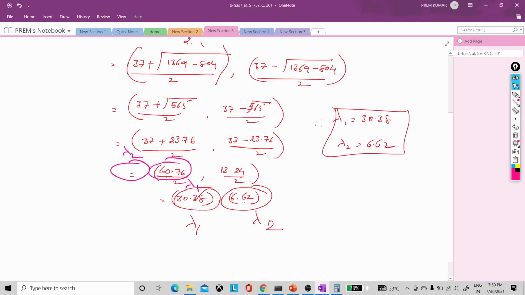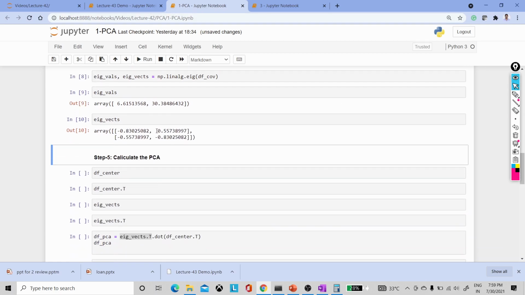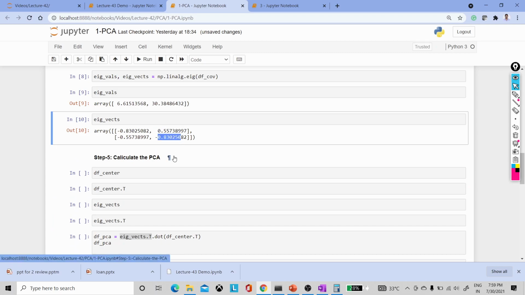So 6.62. This is the lambda values we calculated manually, and through the program also we got the same values. Next we need to calculate the eigenvectors. So these are the eigenvectors we calculated. How we got the eigenvectors, I will show you.